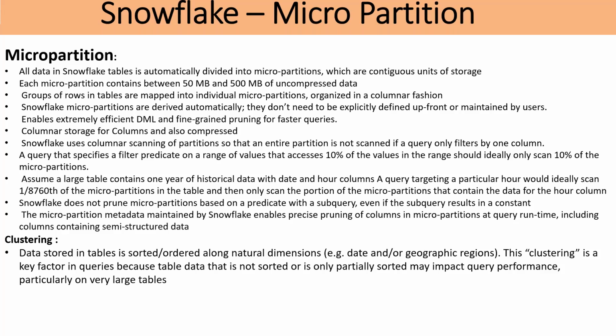All data in Snowflake tables is automatically divided into micropartitions, which are contiguous units of storage. So whenever you ingest or do a DML, it sorts and organizes the data. It identifies a particular column. Mostly, it looks for date columns in your table, or if you have regions like North America, South America, if you're organizing by those. So it identifies the columns based on the column names and then organizes the data in Snowflake.